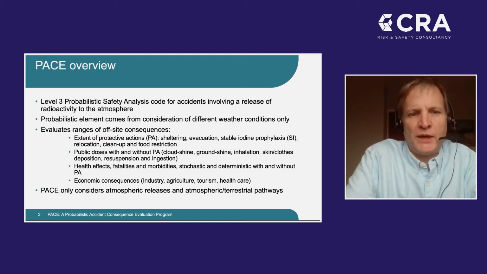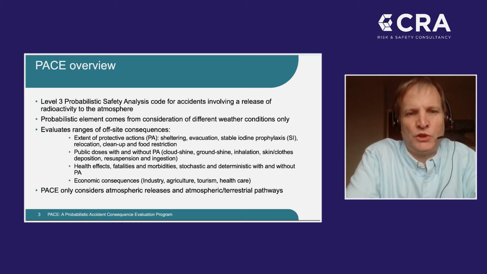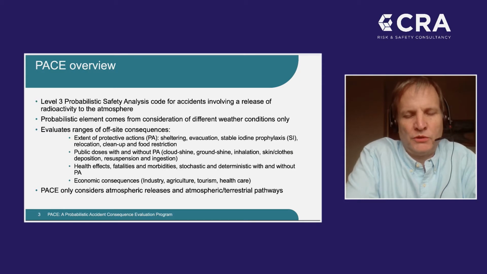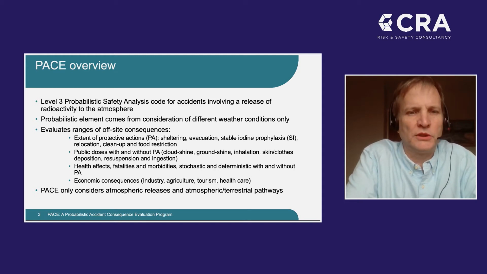And on the tail end of PACE, we have an economics model which attempts to put some broad numbers on the economic consequences, both of the accident and also the disruption introduced by protective actions, particularly the evacuations and the relocations and the food restrictions that might have to be put in place. That considers industry, agriculture, tourism, and healthcare, and as well as doing direct consequences, it tries to do the knock-on consequences of losing suppliers or losing customers.